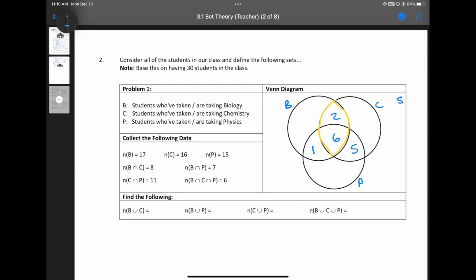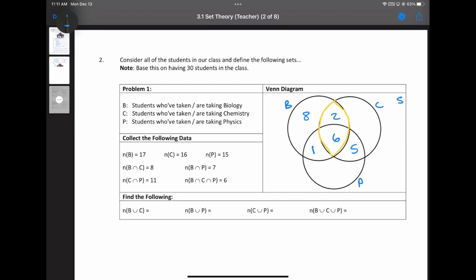Now, finally, I go back to the original 3 pieces of information. The number of students in biology is 17. So that biology circle has to have 17 total people in it. There's already 9, 6 plus 2 plus 1. So that means that we're going to need 8 more.